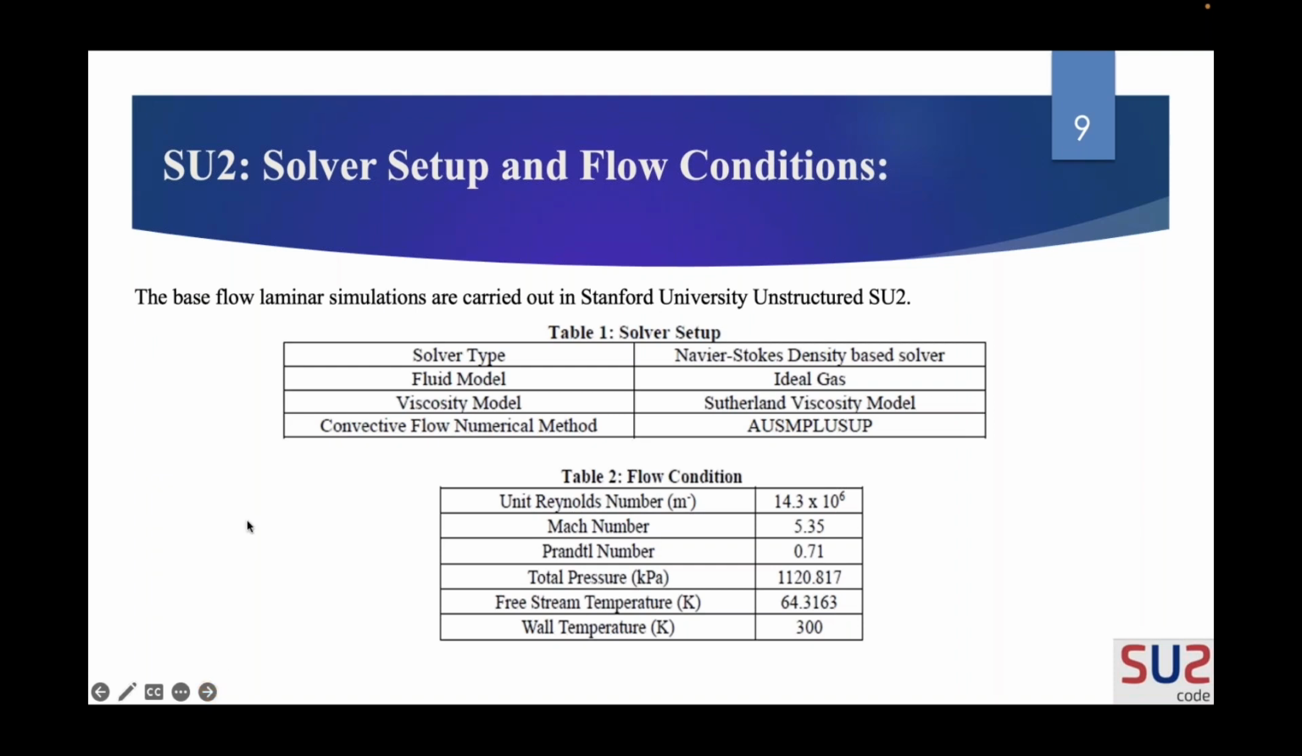So for the solver setup for the SU2, since the flow is compressible, I have used the Navier-Stokes density-based solver. The fluid model is ideal gas. Viscosity model is Sutherland viscosity model. For the convective flux numerical method, I have used AUSM+-UP. These are the flow conditions, that is, Mach number of 5.35 and free stream temperature of 64.3163 Kelvin.